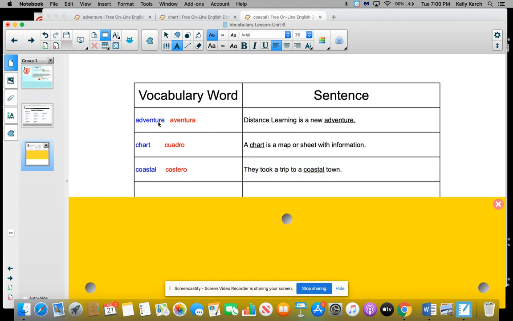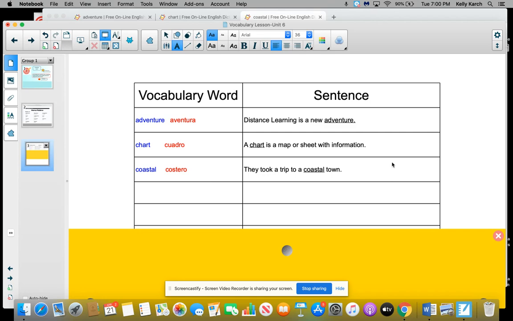So this is an example of how you can use some of these resources to help you build your vocabulary in both English and Spanish. Have fun doing some word building and sentence writing with the rest of these words.